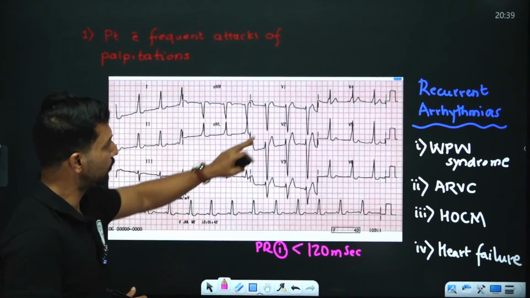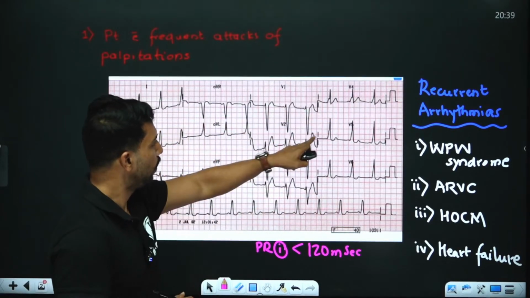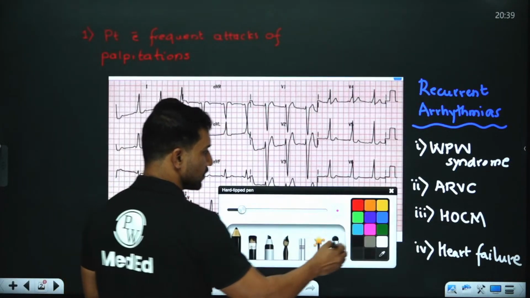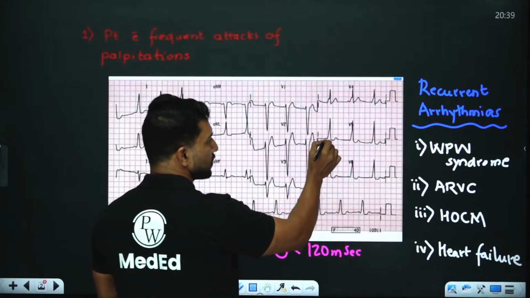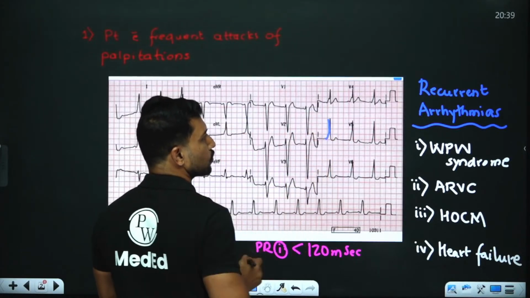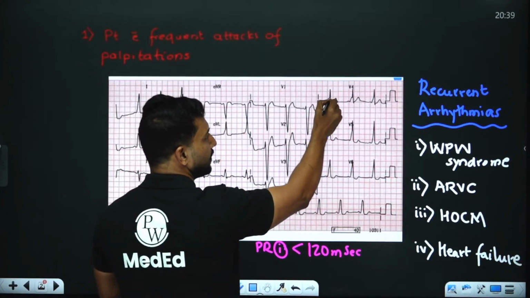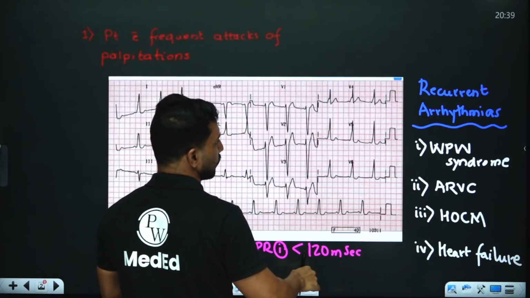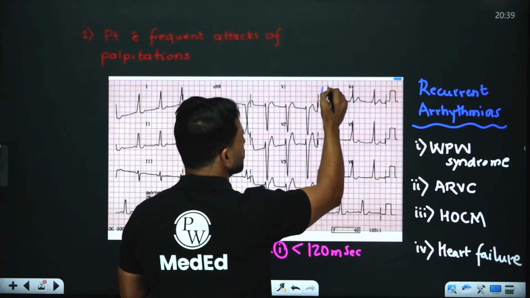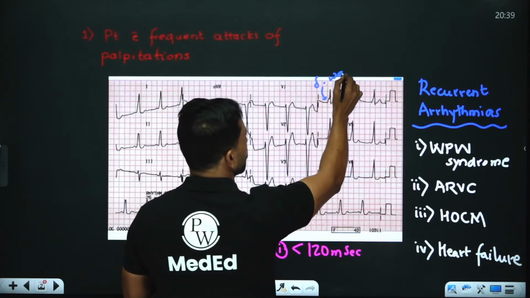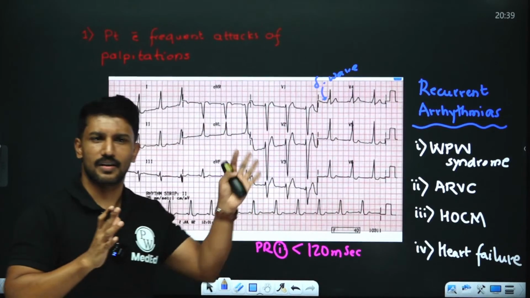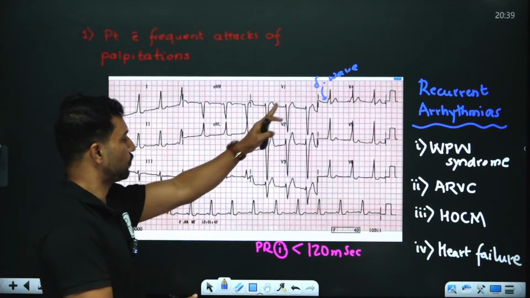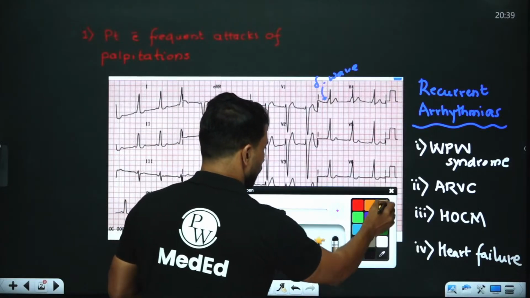Okay. Second, particularly if you look at V4 or V5, you can clearly make out that the R wave upstroke is not straight. Do you notice this slant? Slant and then the upstroke. This slant is what we call the delta wave. So in the exam, the main thing you have to see is whether you can make out a delta wave. If the context is recurrent arrhythmias and a delta wave is visible, don't waste your time, label it as WPW syndrome, right?